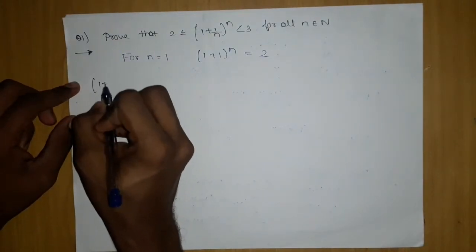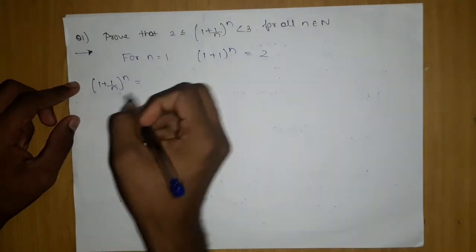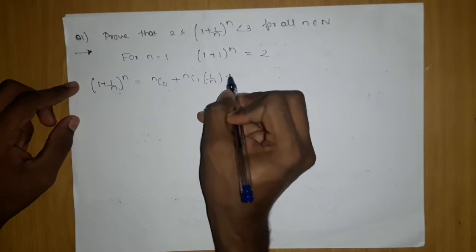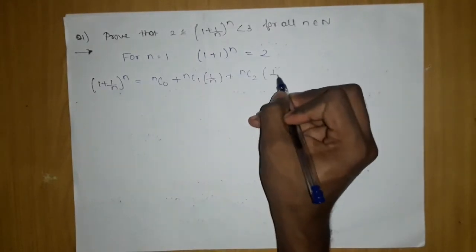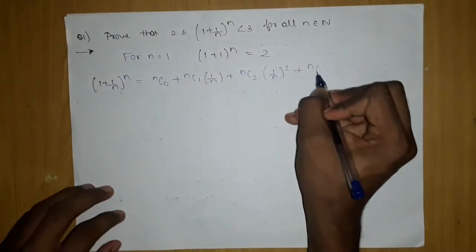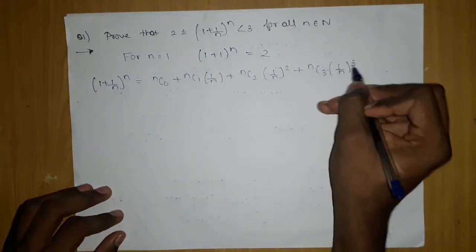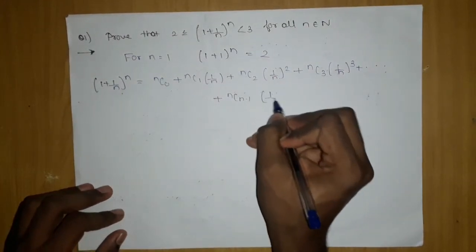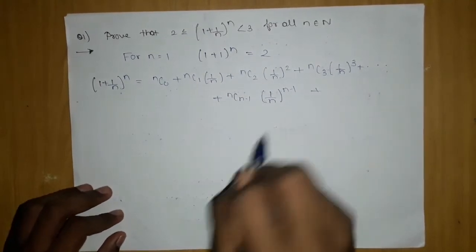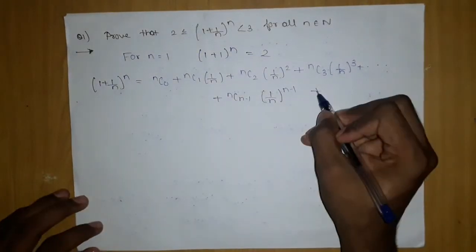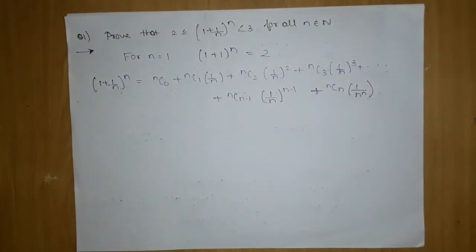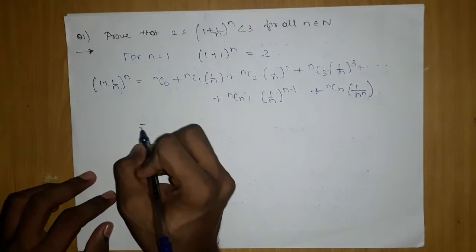If we do the expansion, (1 + 1/n)^n is nothing but nC0 plus nC1 (1/n) plus nC2 (1/n)^2 plus nC3 (1/n)^3, and so on till nC(n-1) (1/n)^(n-1) plus nCn (1/n)^n. Now we have done the expansion. Now let's do a little bit of simplification and see what we are getting.